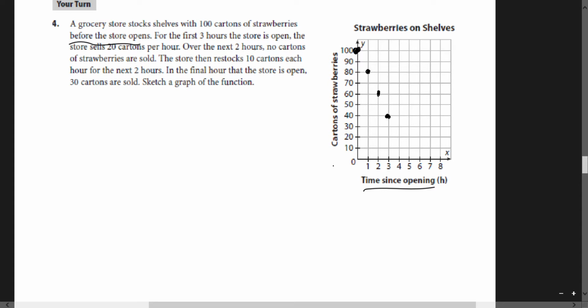The store then restocks 10 cartons each hour for the next 2 hours. So in one hour we'll add 10, next hour we'll add another 10. In the final hour the store is open, 30 cartons are sold. So if we were at 60, we'll drop down to 30, and that is our function.